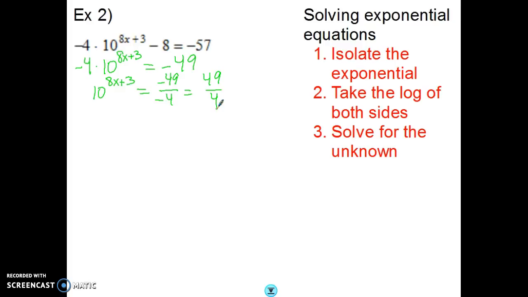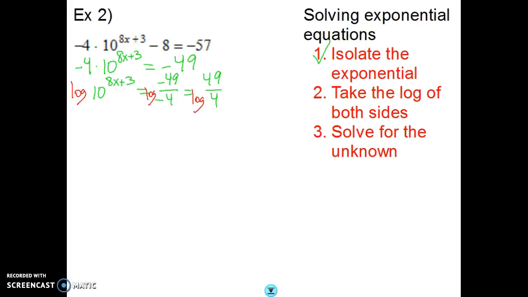Now we have the exponential alone, right? We've isolated the exponential part of this. We have to take the log of both sides in order to get the variable out of the exponent. And so I'm going to do the log of both sides, log here, and log here. Technically also log here, but we don't really care about that anymore.